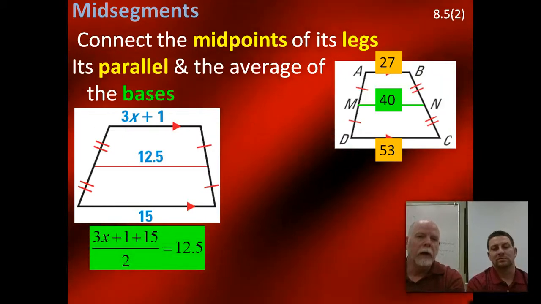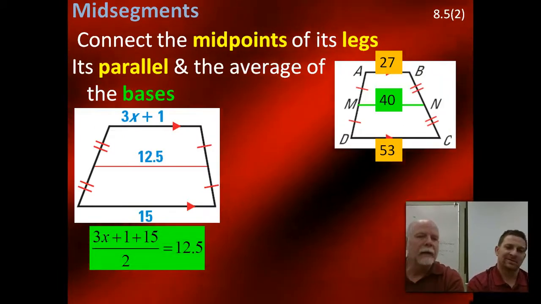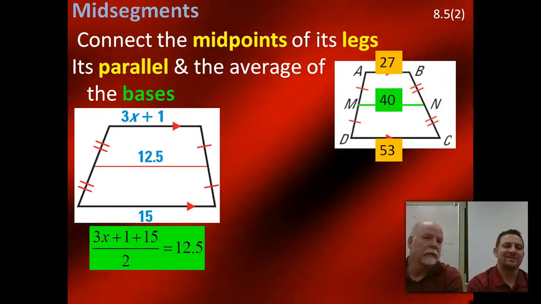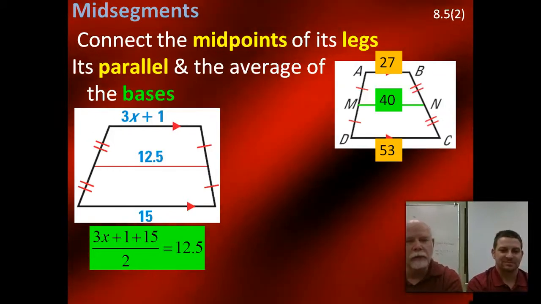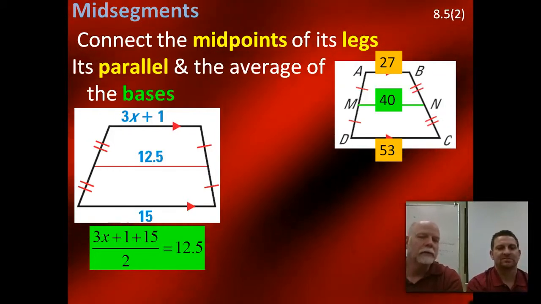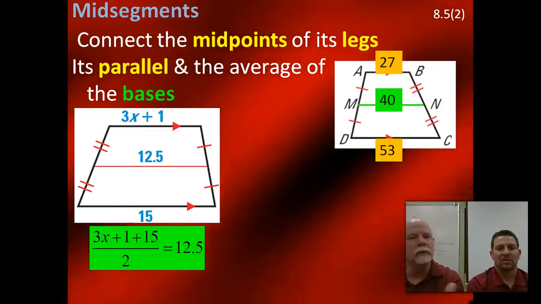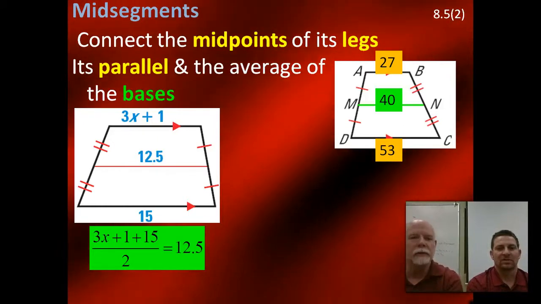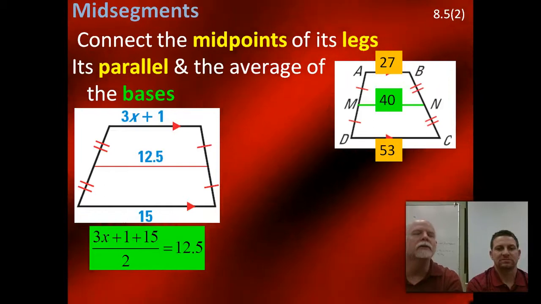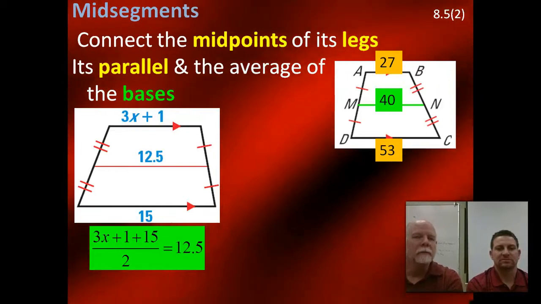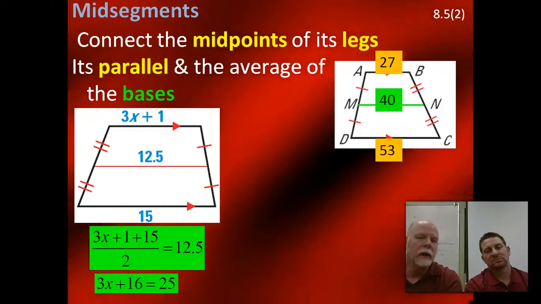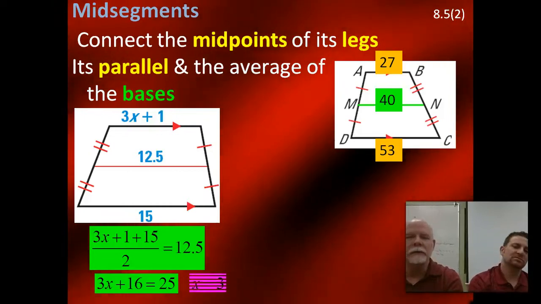The other way of doing it is by adding the 2 bases together. This is just the average. Adding the 2 bases together, 3x plus 1 is the top base, the bottom base is 15, dividing that by 2, and setting that equal to 12.5. But if you do the algebraic operations here, it's going to be what I was just saying. If we multiply both sides by 2, you're going to get 25 on the right side. And then if we combine the 1 and the 15 and subtract that, we would get 3x equal to 9, and so x would equal 3.